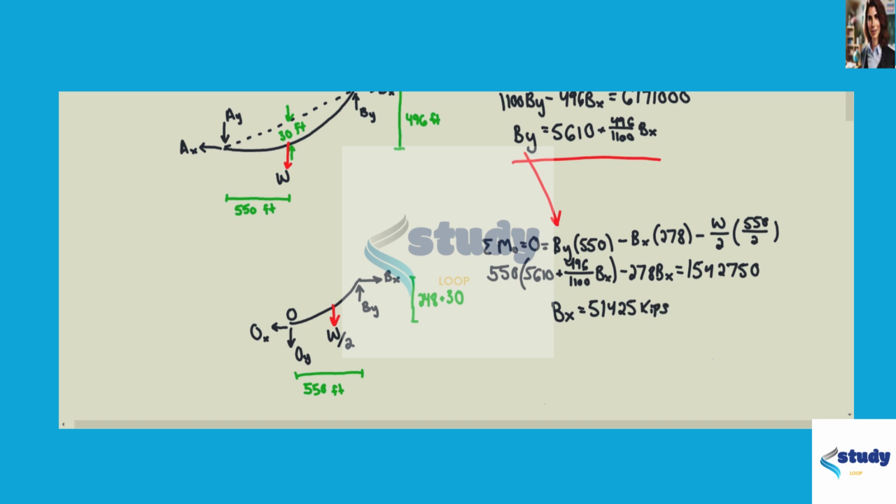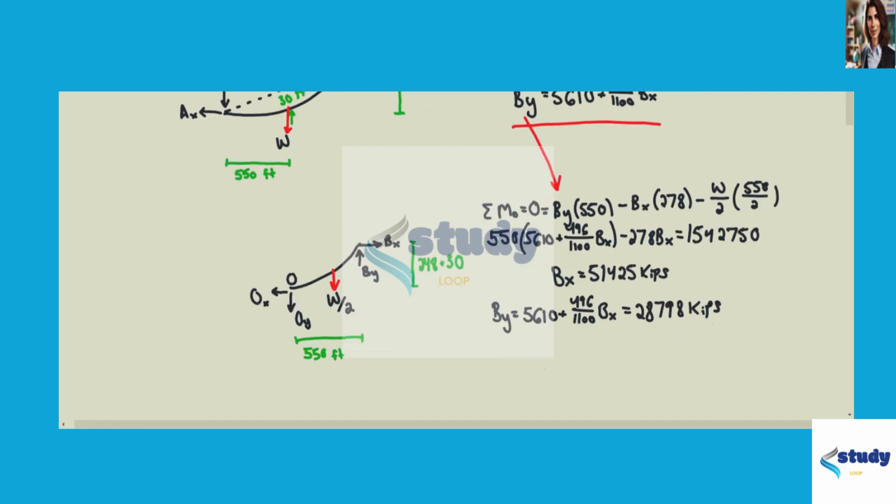Okay, now we can also solve for By, because we know the equation is 5,610 plus 496 over 1,100 Bx. Plugging in Bx, which we just solved for, we obtain 28,798 kips for By. Now that we have both components at B, we can solve for the slope at B, which is the inverse tangent of By over Bx. Make sure your calculator is in degrees when solving for this. It is 29.25 degrees, which is the answer for part B of this problem.